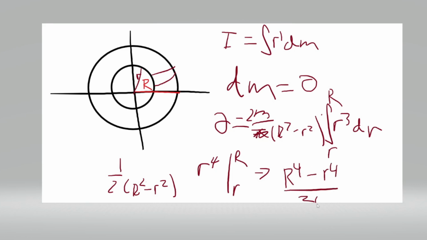Over 2 times r squared minus r squared. And if you know your stuff, you can turn this into r squared minus r squared times r squared plus r squared. Cancel these out, and what you're left with is r squared plus r squared over 2, where this works if it's just a normal cylinder without this hole. If this little r is 0, that would just be r squared over 2. Oh yeah, I forgot math.